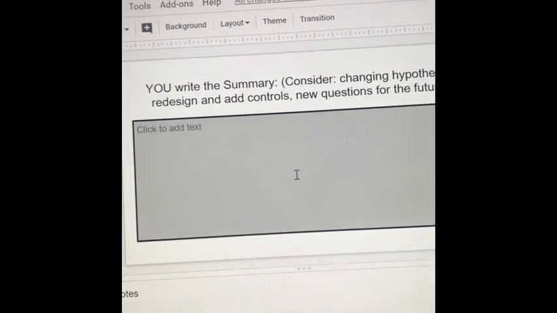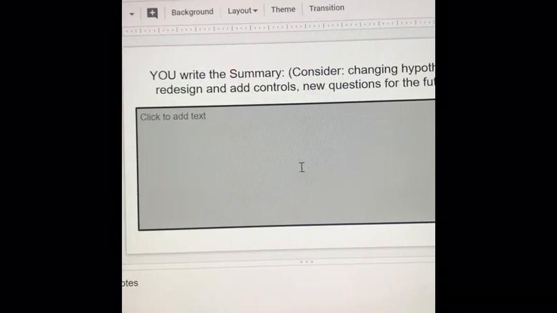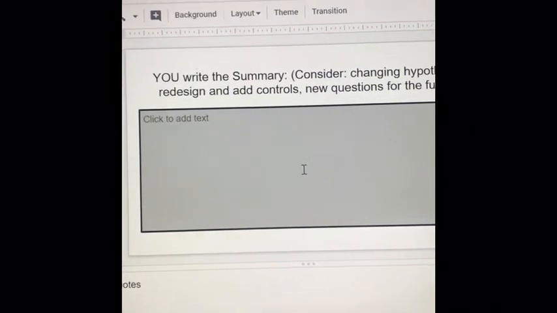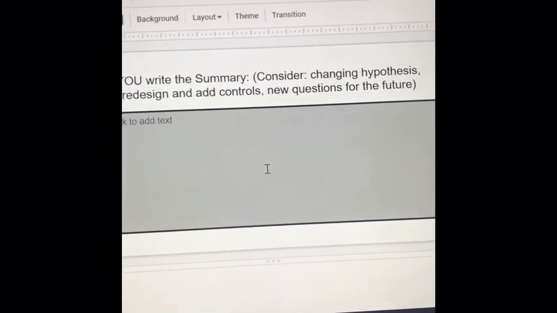Would you do more trials? Would you do a track? Would you do something that's consistent? Would you do it one after the next? Would you do different days? A lot of things that you could tweak to make this experiment better.